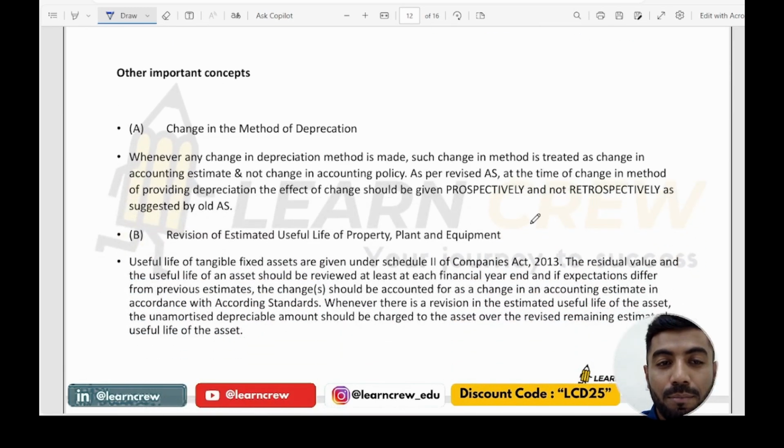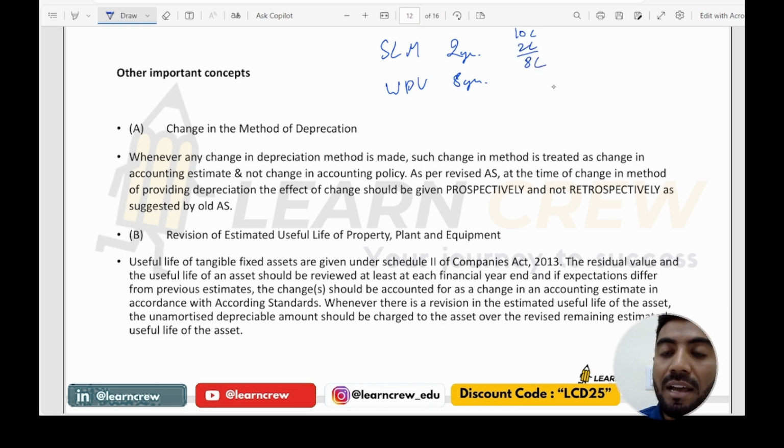Next, coming to other important concepts. One is the change in method of depreciation. Say, for example, the entity is following SLM for the initial 2 years, then they want to change it to WDV for the remaining 8 years. It's fine, let them change. So for example, on 10 lakhs, 2 lakhs will be reduced under the SLM basis, and the remaining balance will be 8 lakhs. On the remaining 8 lakhs, start charging the WDV method. That percentage will be given, and based on the percentage, you'll keep charging that.